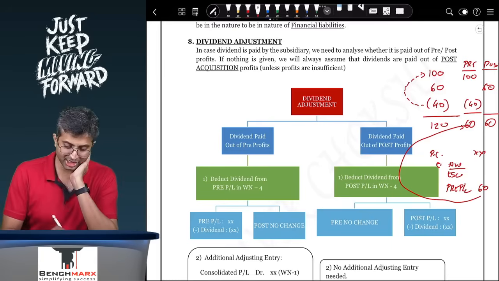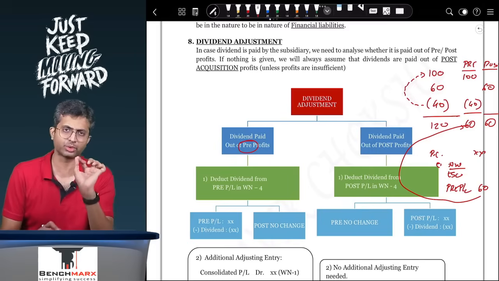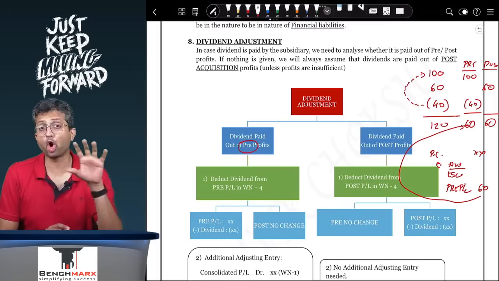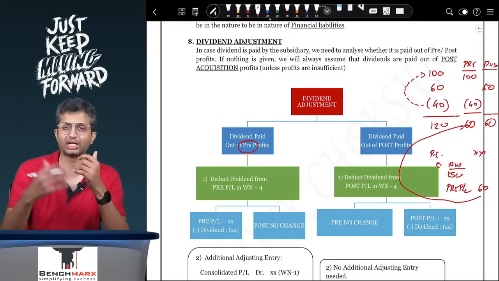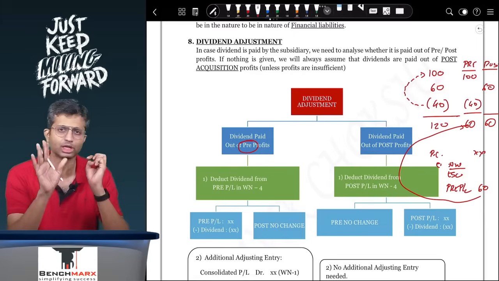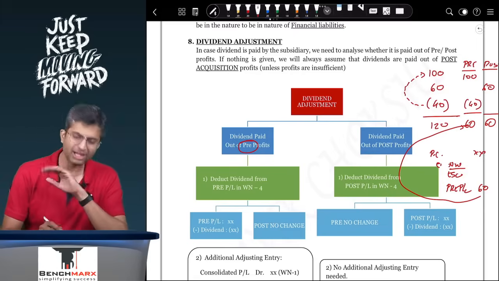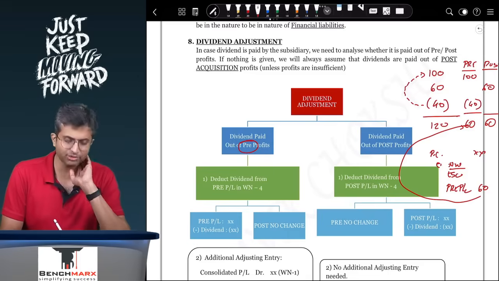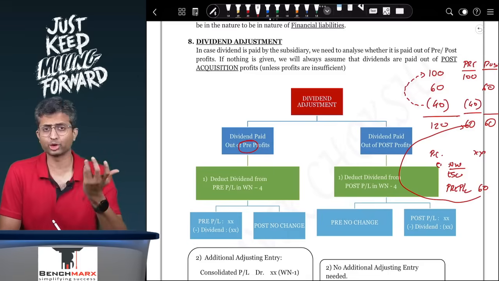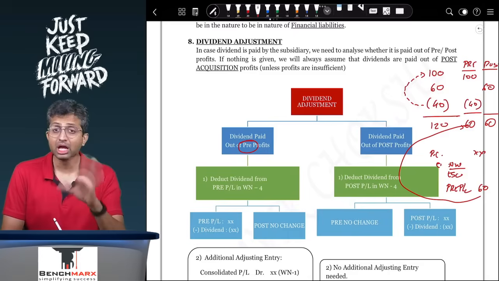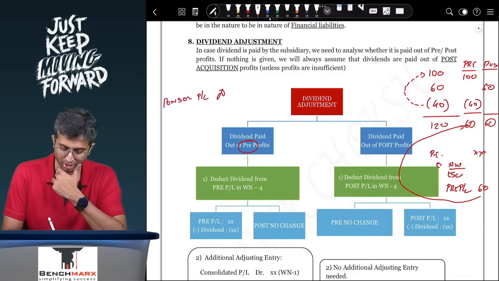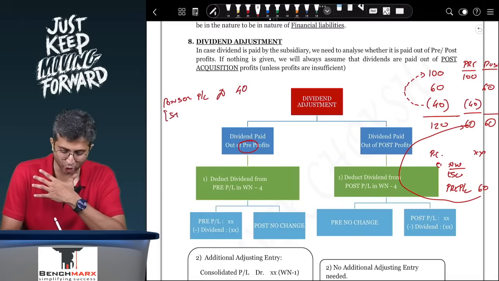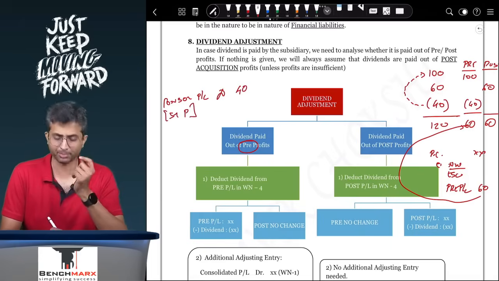So what do we do? We say that in case dividend is paid out of pre-acquisition profits, then in the standalone profit of the parent, there would be a certain 40 rupees dividend which they must have received. If it were an 80% stake, then 40 rupees into 80%, 32 must have been received, and the entry would be for 32. But let us say 100% stake, the parent must have received 40 rupees and shown it as income from the subsidiary, which does not get adjusted subsequently, and hence you will debit the standalone P&L of the parent by 40.